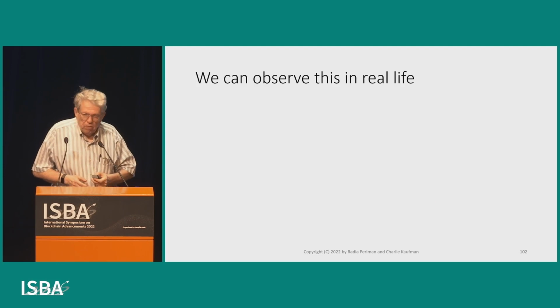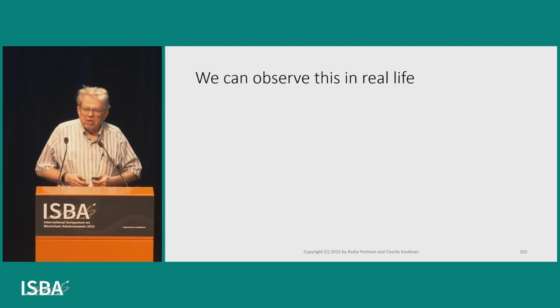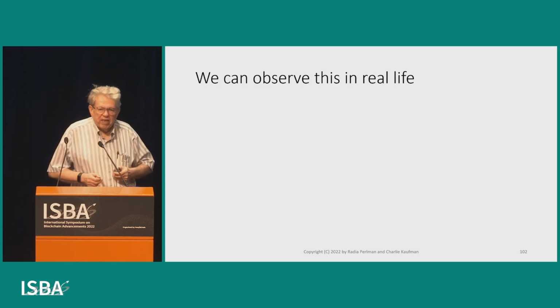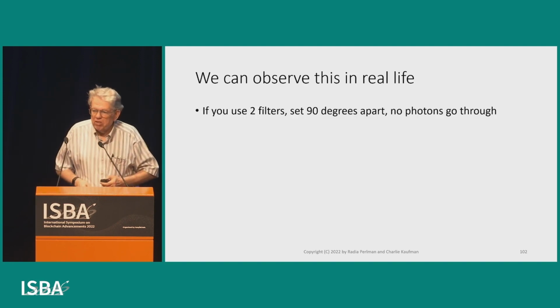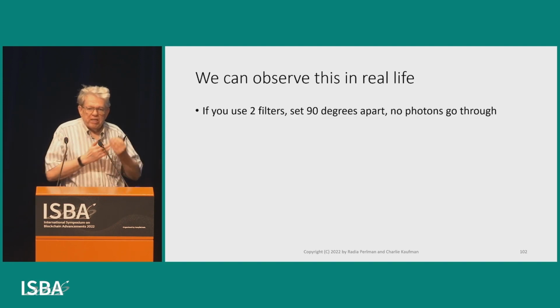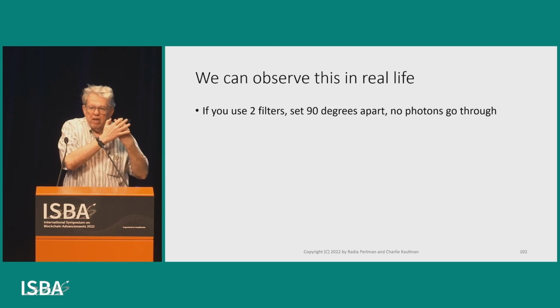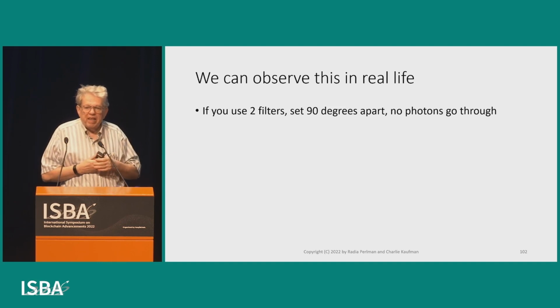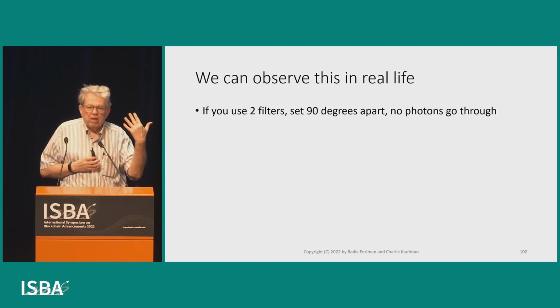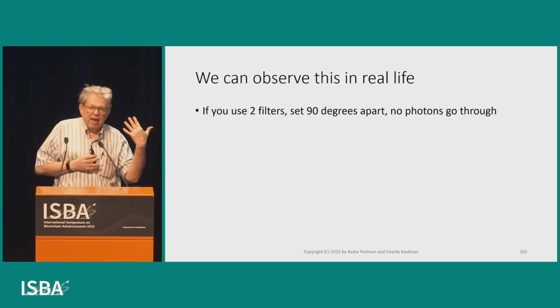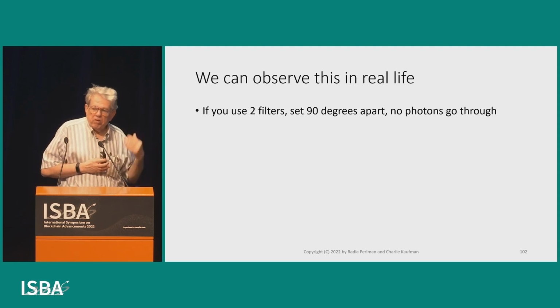We can actually observe this in real life, and sometimes we bring some polarization filters and do the demo. If you have two filters set 90 degrees off from each other, no light passes through, because any light that passes through the first filter is polarized with the first filter, and then it's completely absorbed by the second filter and nothing goes through.